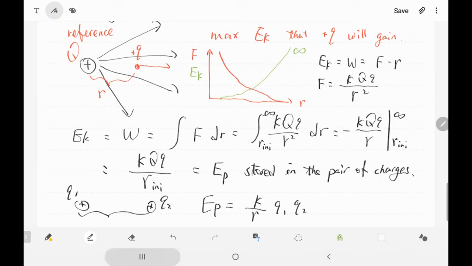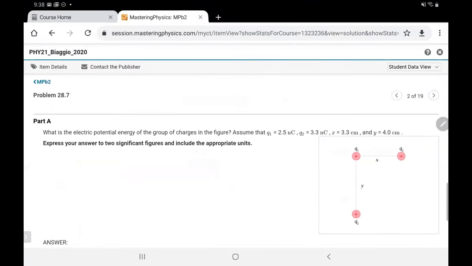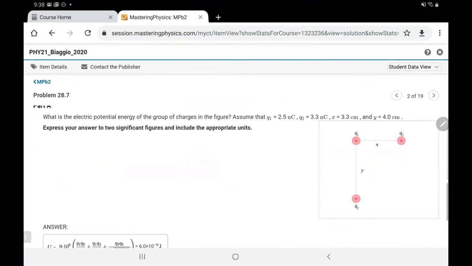Then let's go back to the Mastering Physics. There are three charges and you know the charge of each one and the distance in between. Then the question is, what's the electric potential energy of the three charges? When we have two charges, it's easy. That's K Q1 Q2 over the distance. But if we have three charges, then we just need to do pair by pair.